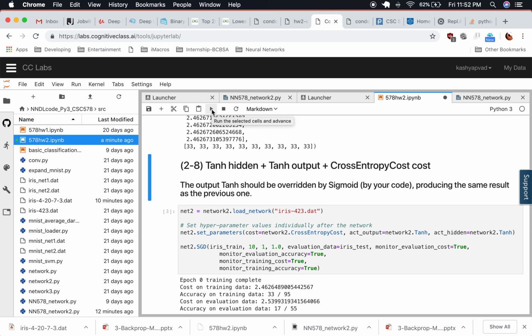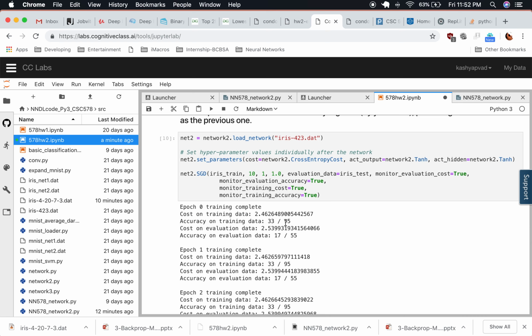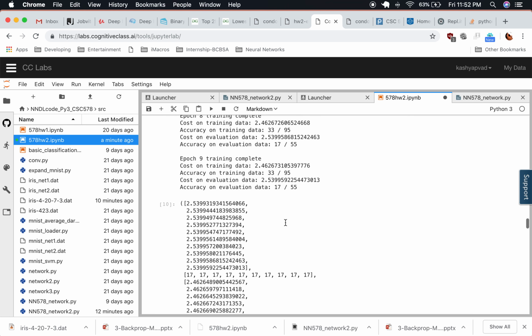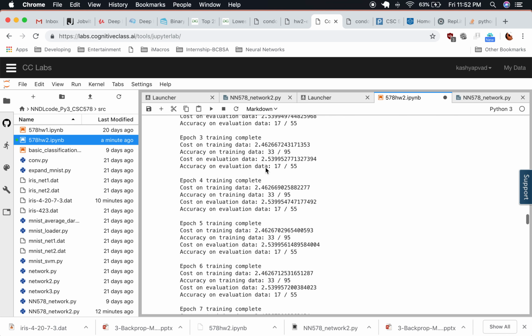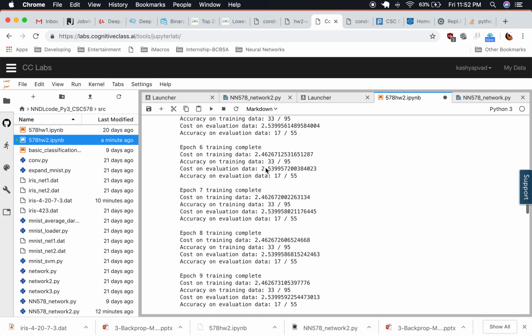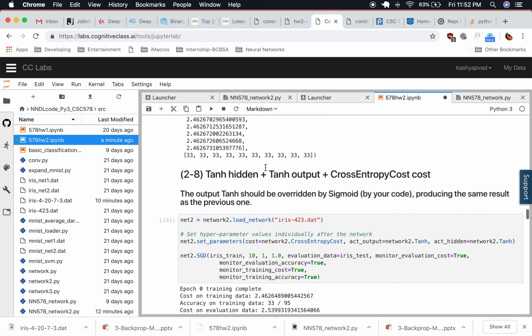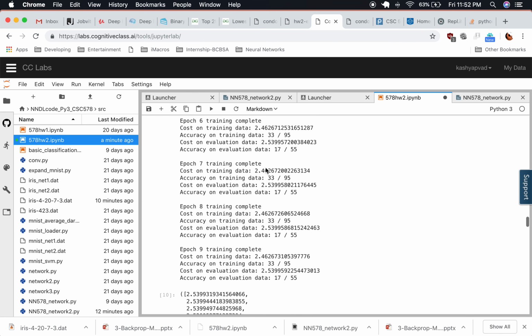And since it's not using the quadratic cost, my code is going to use sigmoid for the output layer instead of tanh. So the results are the same, which you can see for this example and this example.